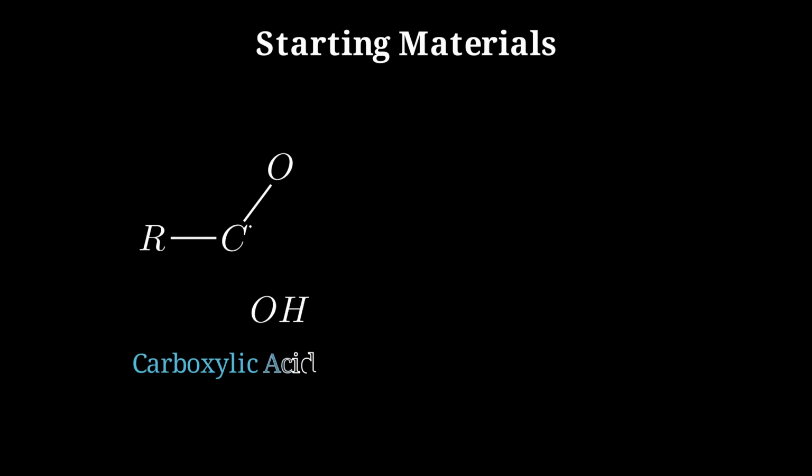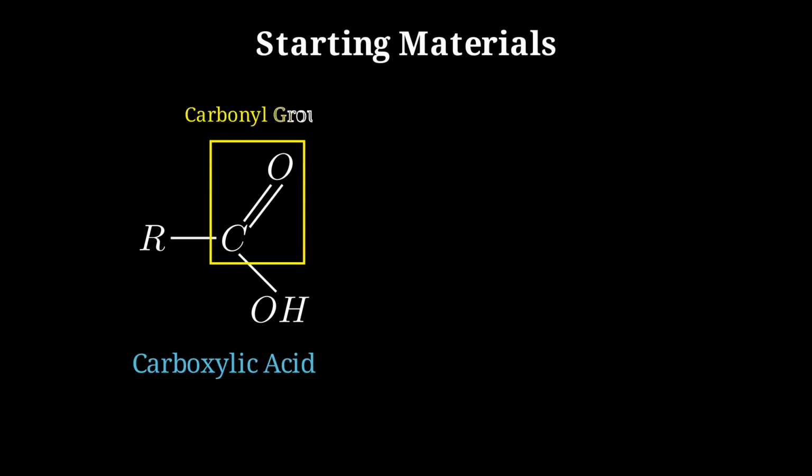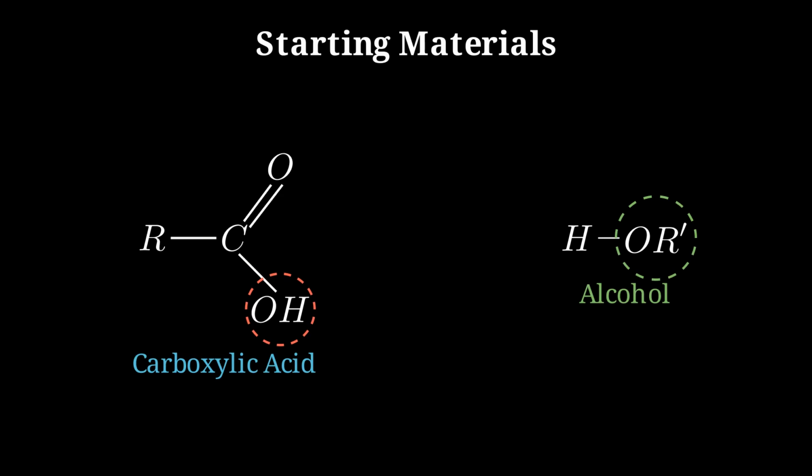Let's look at our starting materials. On one side, we have a carboxylic acid with its distinct carbon-oxygen double bond. On the other, an alcohol. Our goal is to replace the OH group of the acid with the OR group from the alcohol.